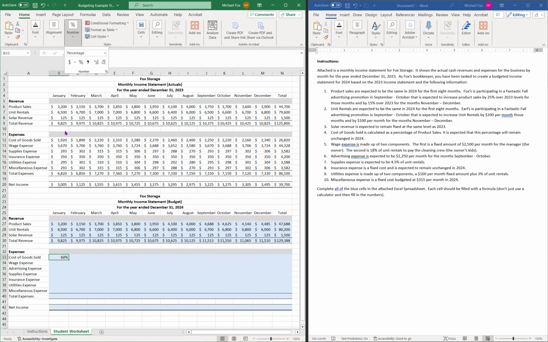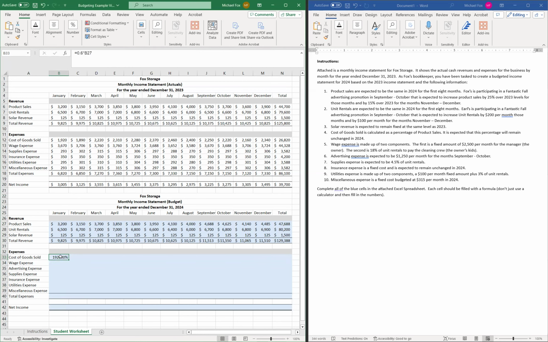Okay. So by taking cost of goods sold, which I guess you could do this on a calculator, and then divide by the product sales, I get that it's 60%. Our cost of goods sold is 60% of our sales. So now, because I actually still want this to be in dollars, I'm just going to say this cell equals 0.6 or 60% times product sales.